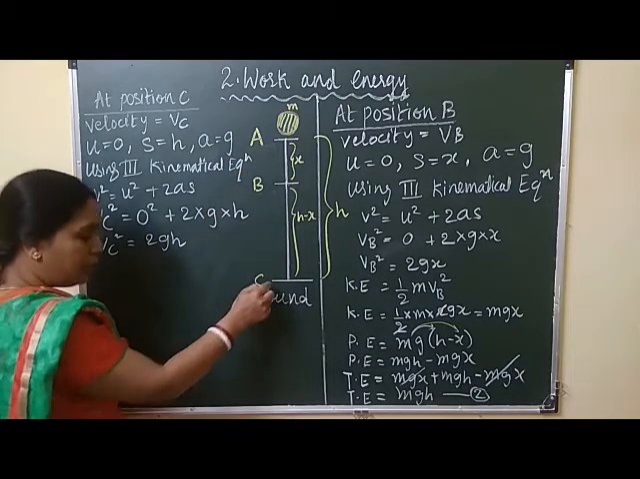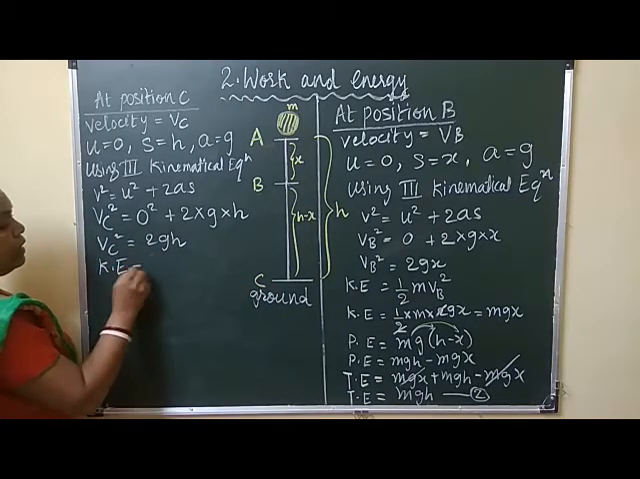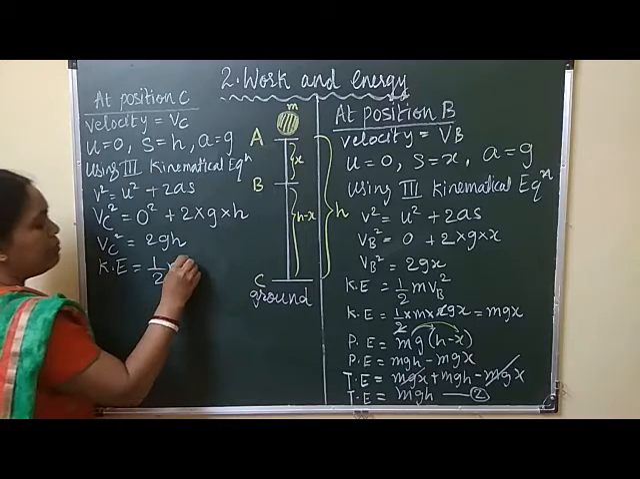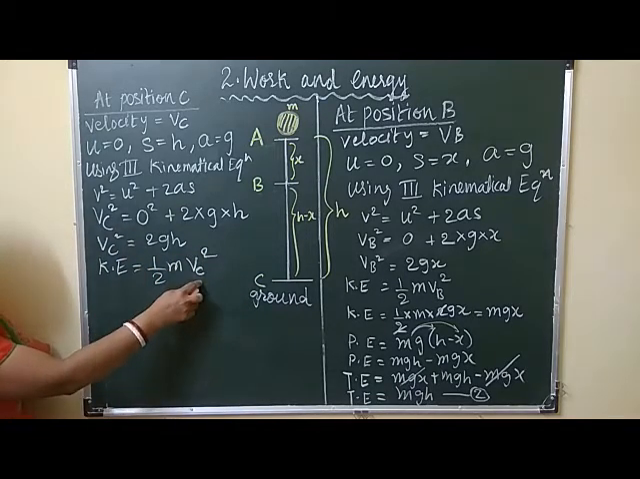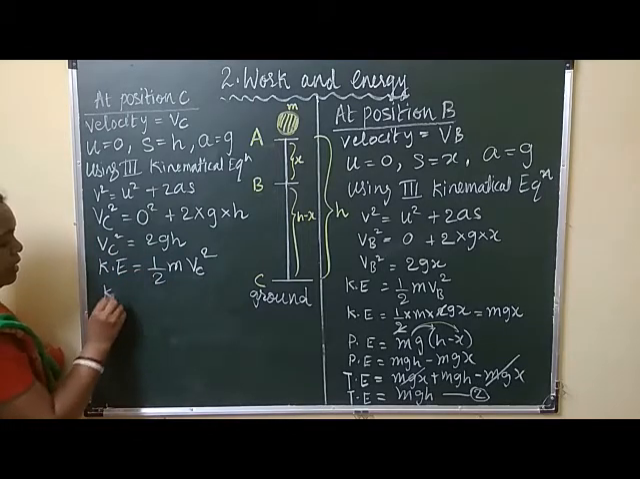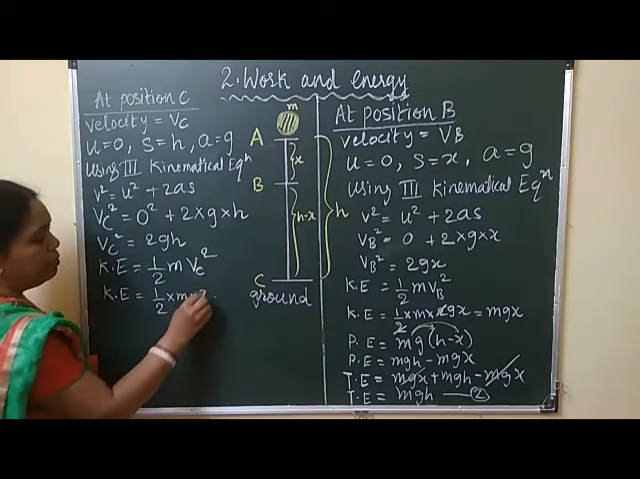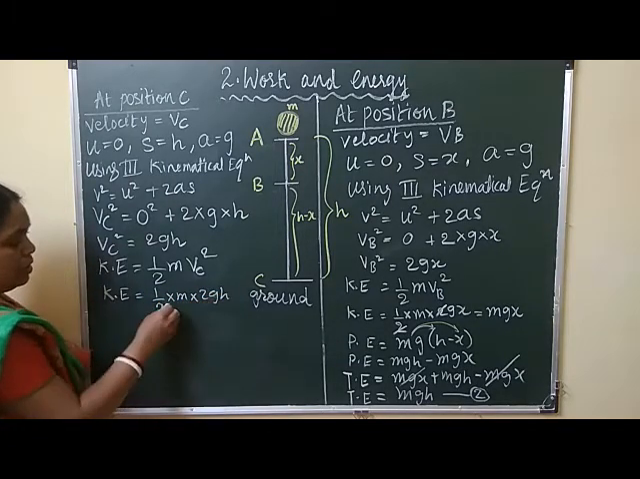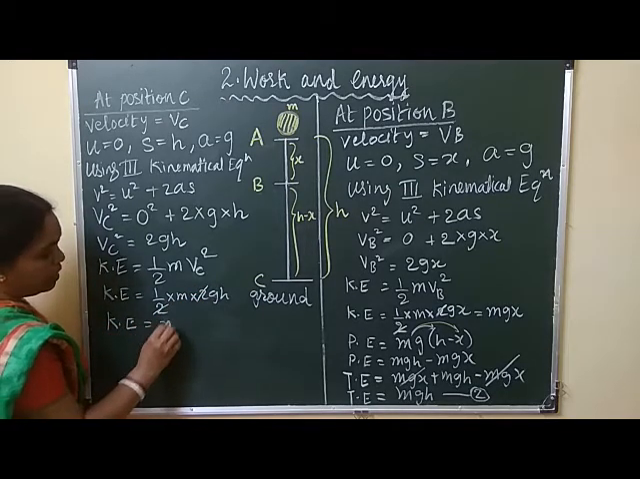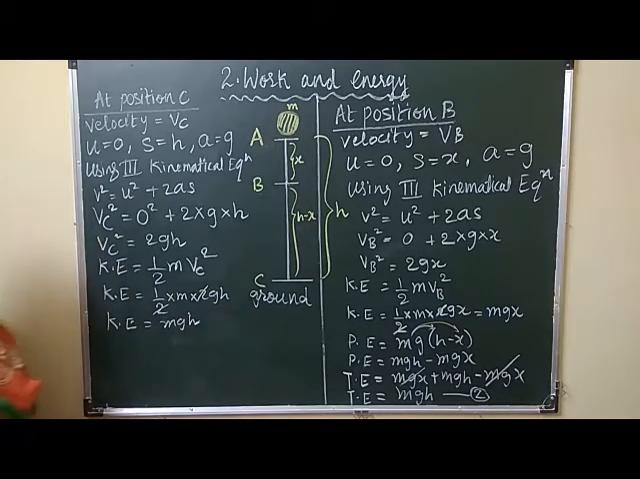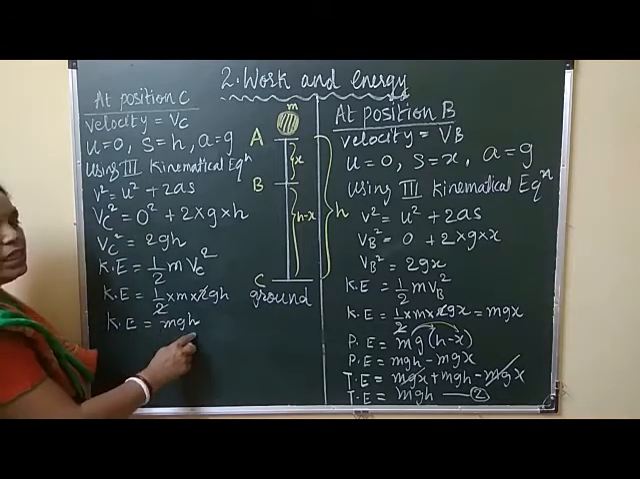Now when the object is falling on the ground, what is the kinetic energy? Kinetic energy formula, half m vC square. We can substitute this. We get kinetic energy is equal to half into m into 2gh. 2 and 2 get cancelled. So kinetic energy is equal to mgh. So when the object falls on the ground, the kinetic energy is mgh.